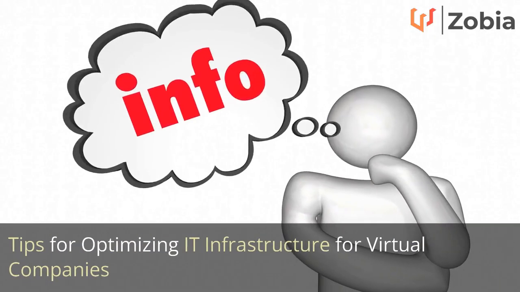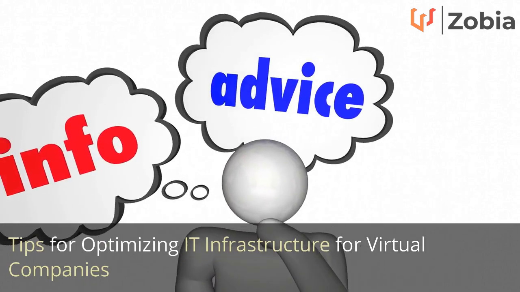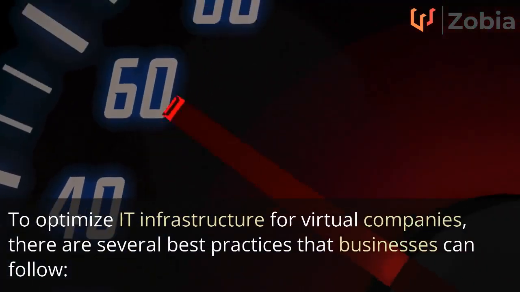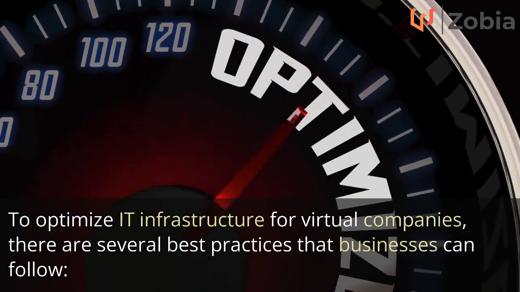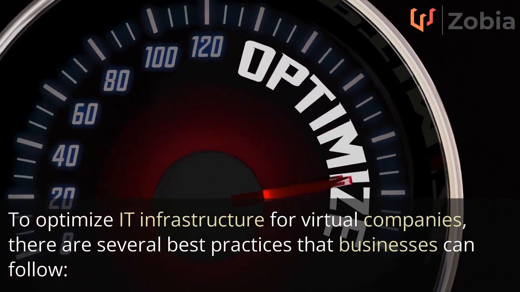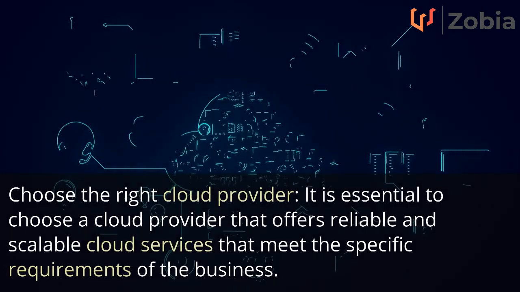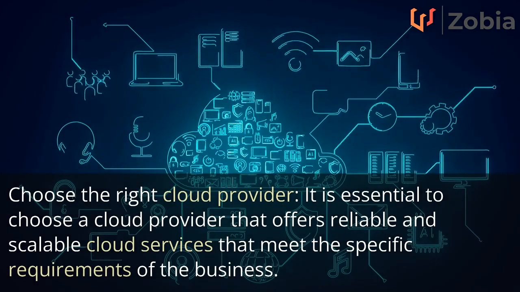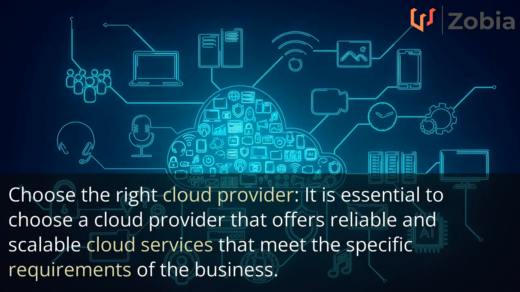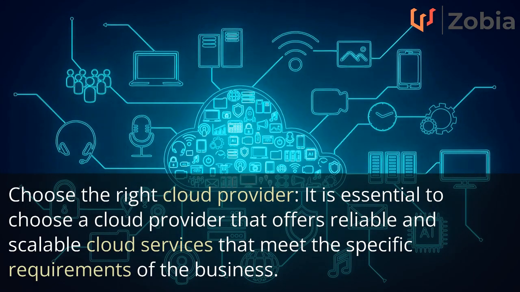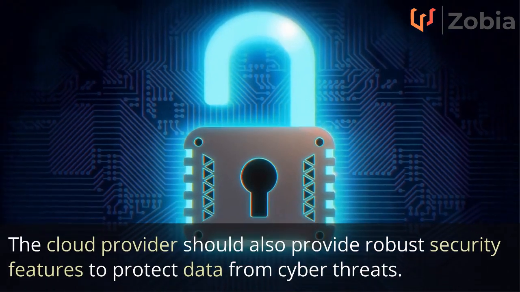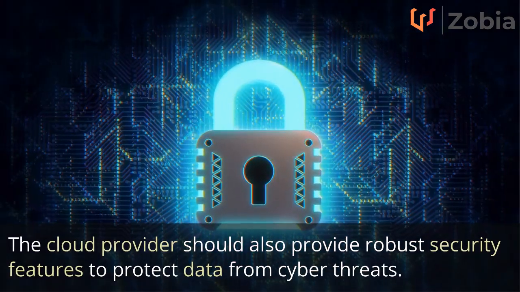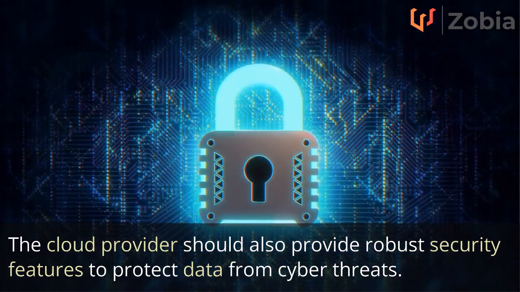Tips for optimizing IT infrastructure for virtual companies. To optimize IT infrastructure for virtual companies, there are several best practices that businesses can follow. Choose the right cloud provider. It is essential to choose a cloud provider that offers reliable and scalable cloud services that meet the specific requirements of the business. The cloud provider should also provide robust security features to protect data from cyber threats.